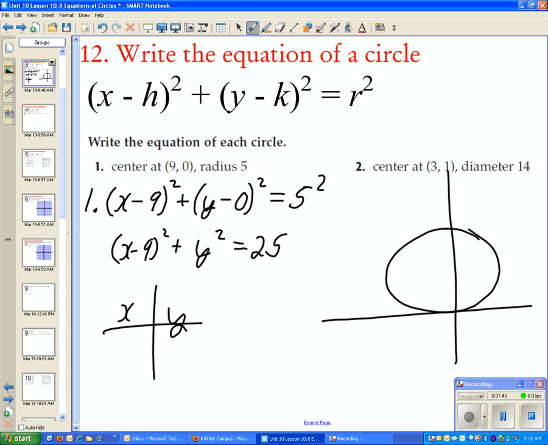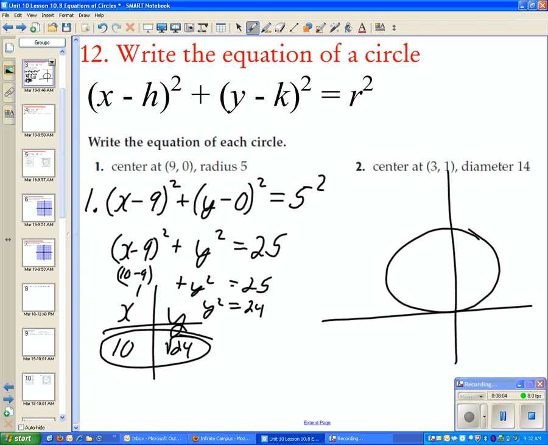So we could pick like 10. We'd say, okay, 10 minus 9, that'd be 1, plus y squared equals 25. So y squared would be 25 minus 1, 24. So y would be the square root of 24. And that's a point then on the circle.